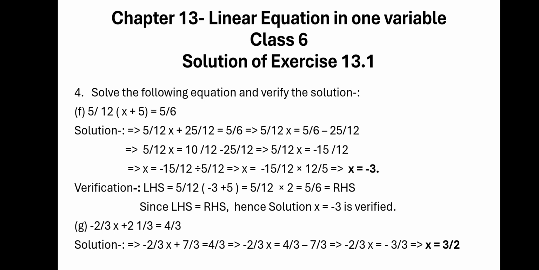So F question or fourth question, solve the following equation and verify the solution. 5 upon 12 into bracket x plus 5 equal to 5 upon 6. So solution of that: 5 upon 12 multiplied by x is 5 upon 12 x, and 5 upon 12 multiplied by plus 5 is plus 25 upon 12, which is equal to 5 upon 6, which implies 5 upon 12x, we are taking positive 25 upon 12 on the other side as negative 25 upon 12.